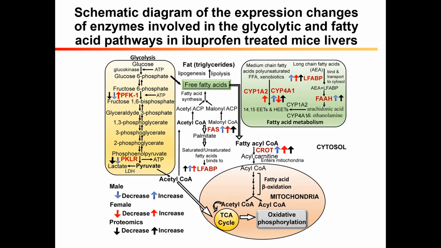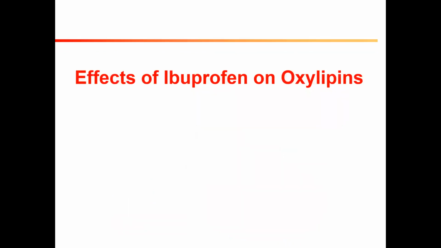This is a summary of what we found with the metabolism. And you can see there that the glycolysis, the Krebs cycle, and the fatty acids are all interfacing, and they're all being affected by ibuprofen.